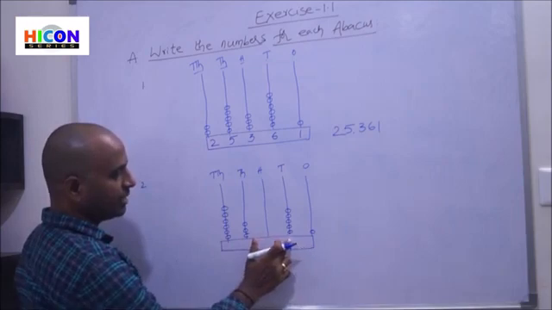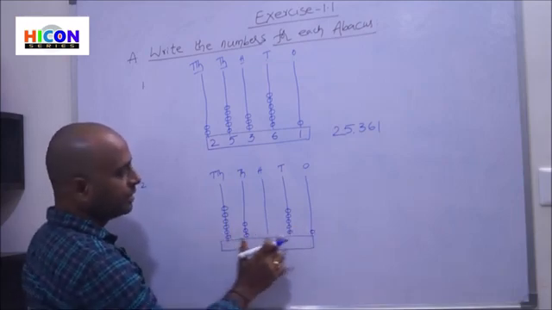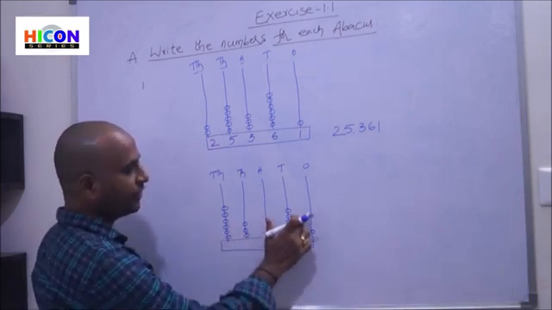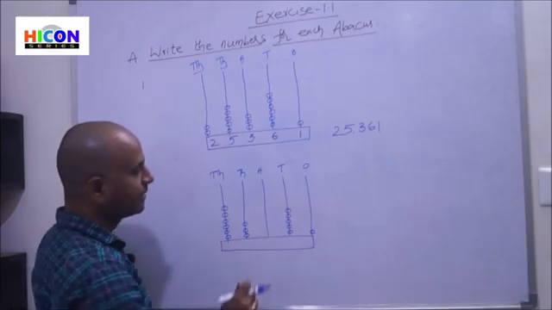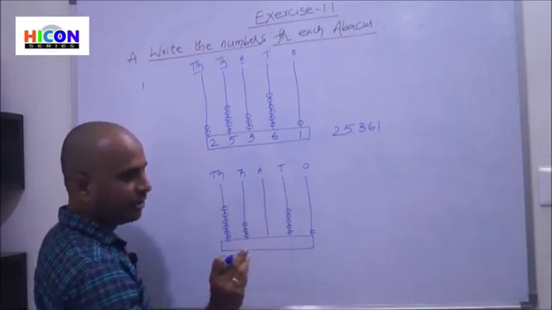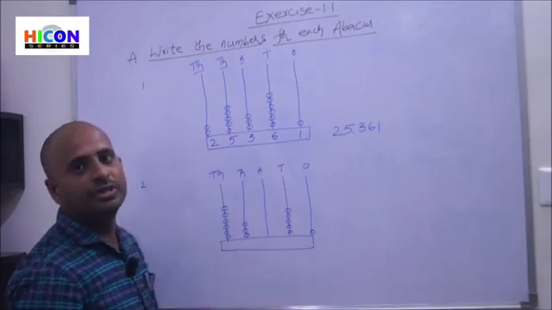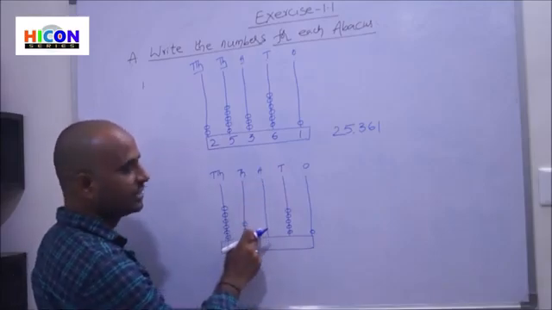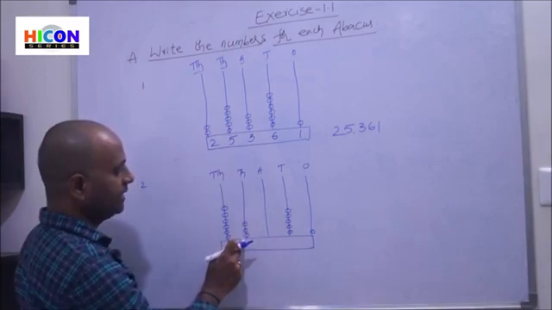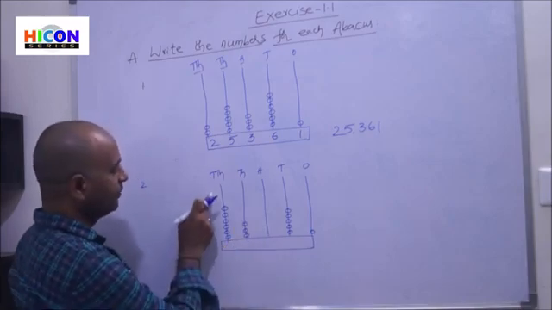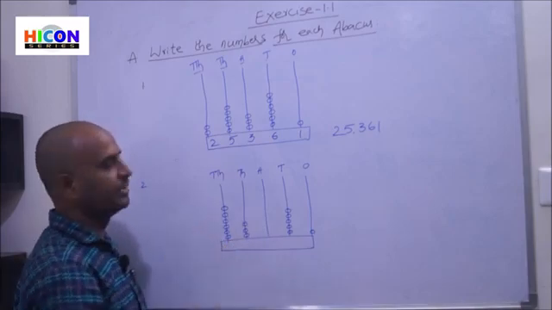So this abacus also contains 5 beads. The first stick contains 1 bead. The second stick contains 5 beads. And the third stick contains 0 beads. No beads, that means 0 beads. And the fourth stick contains 3 beads. And the fifth stick contains 6 beads.